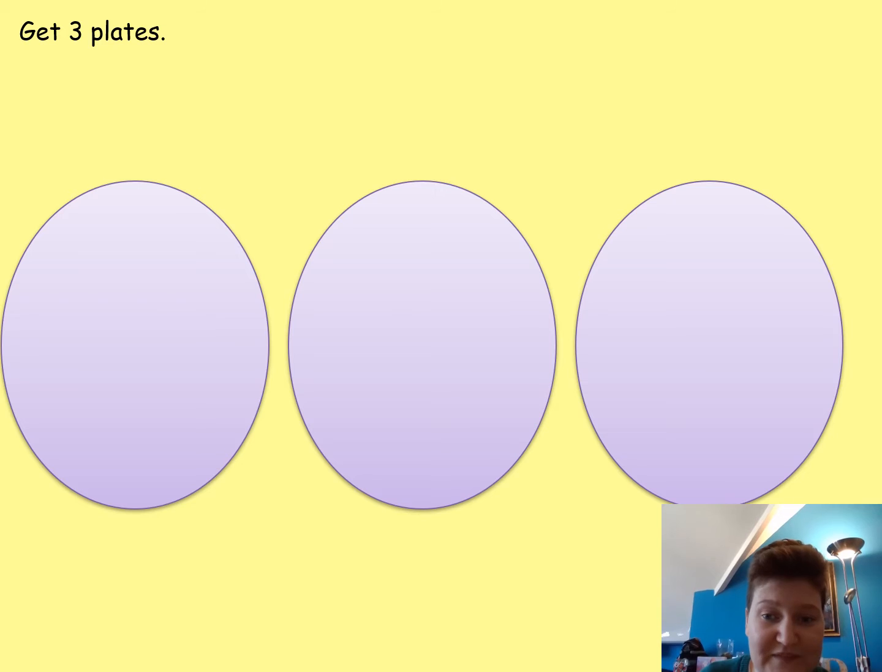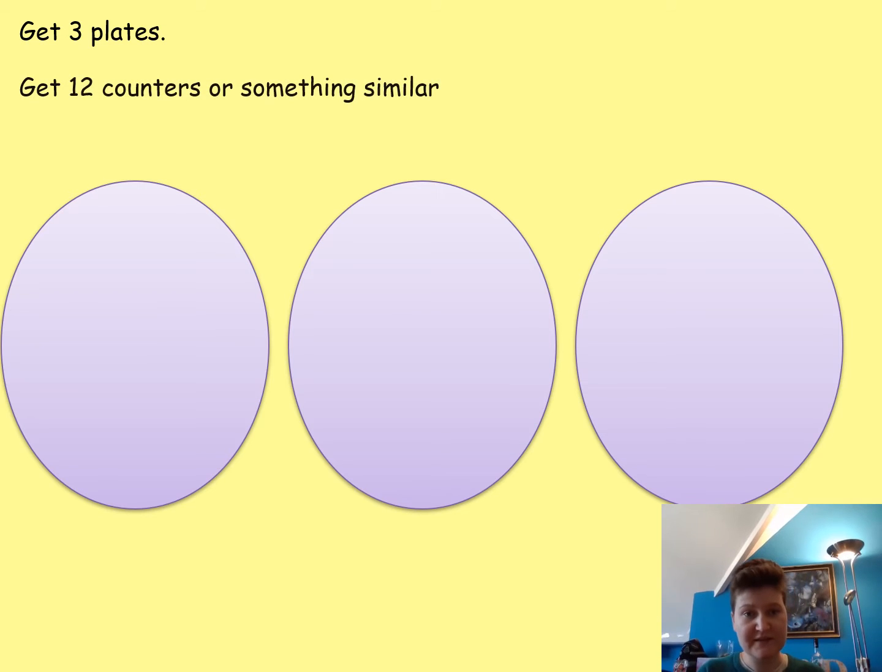Now here's an activity for you. If you could get 3 plates or tubs or paper plates, whatever you have, and they're going to be our groups. So here are my 3 plates. Then I want you to get 12 counters. You could use pasta, you could use pens, you could use whatever you have, anything small that you can use. And I'd like you to do this at home.